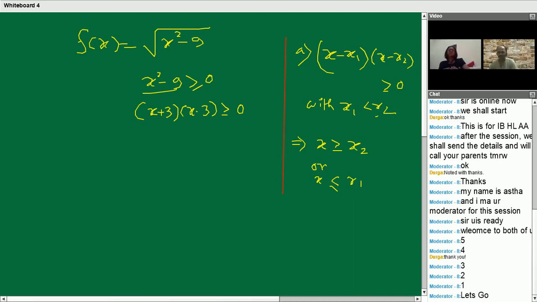Okay. Now, using a line diagram, suppose x1 is here and x2 is here. For x2, we have to go like this. It's filled. For x1, we have to go like this. So you can see that we are excluding the middle value. Apart from this, the domain would be like this. This is the first approach.